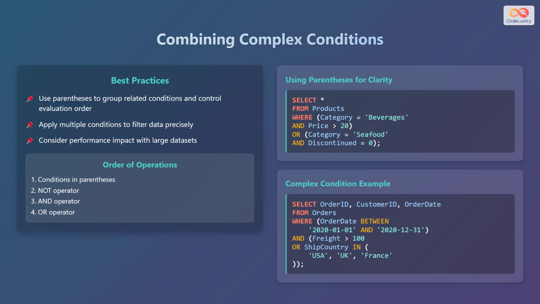The second example shows a complex condition. It selects the order identification, customer identification, and order date from the orders table where the order date is between January 1st, 2020 and December 31st, 2020, and the freight is greater than 100 or the ship country is in USA, UK, or France.